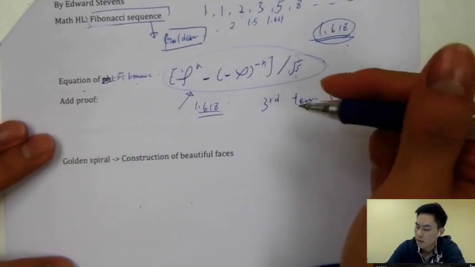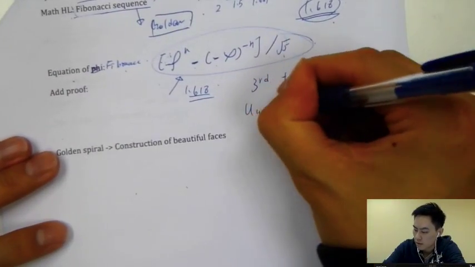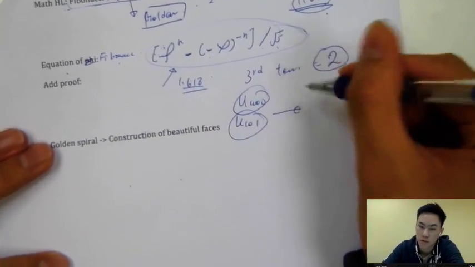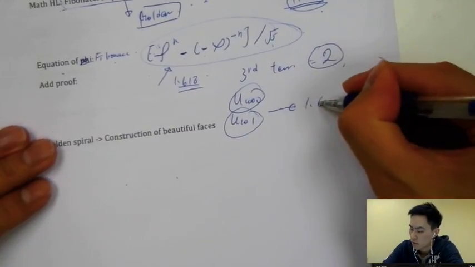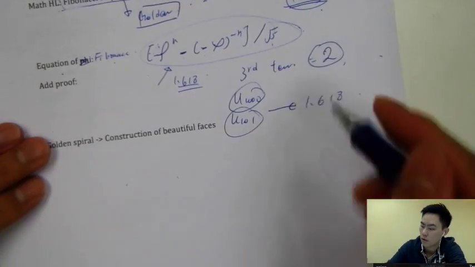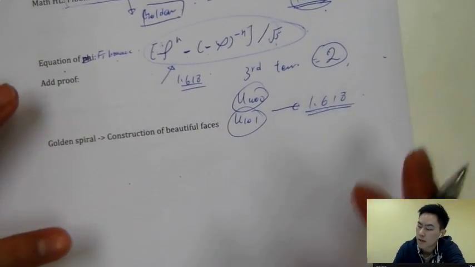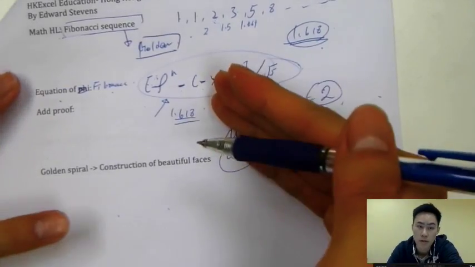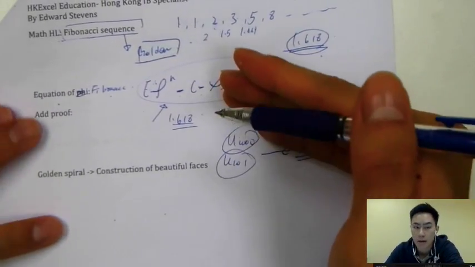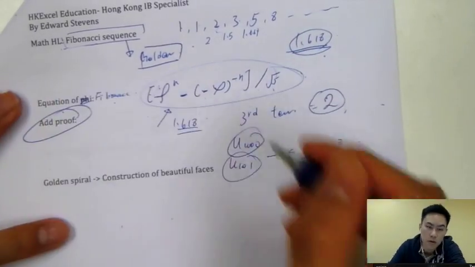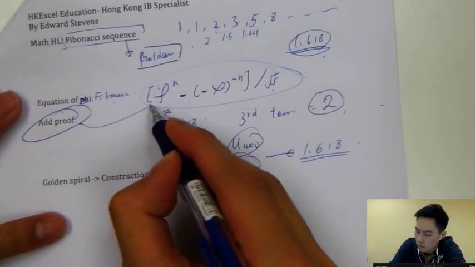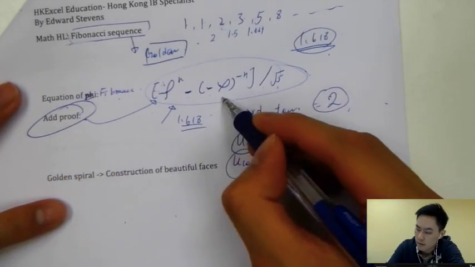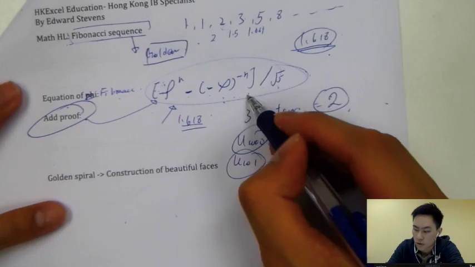Basically, if I go to the U100 term and then the U101 term, and you use this one divided by that, then obviously you have a number very, very close to 1.618, very close to phi. But whenever you use an equation, whatever new equation in the Math IA, always remember you have to add proof. You have to show the examiner and your teacher that you understand how this equation comes about.